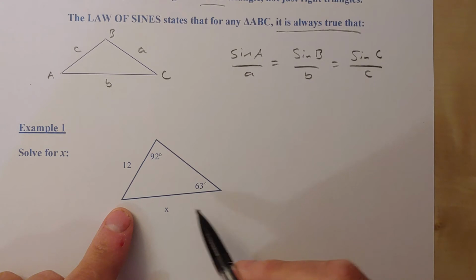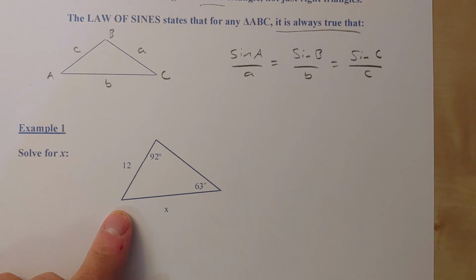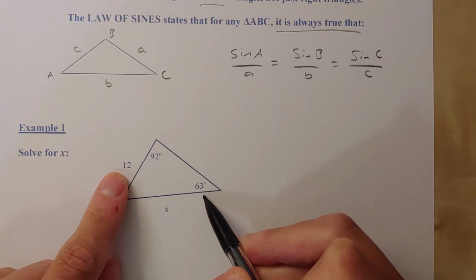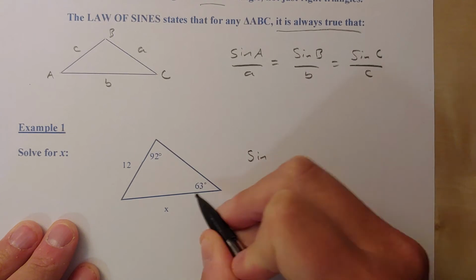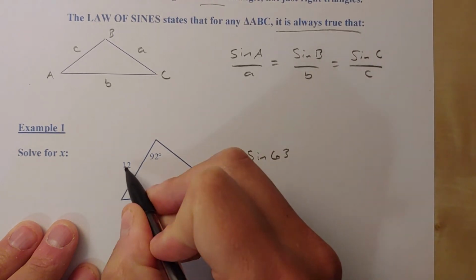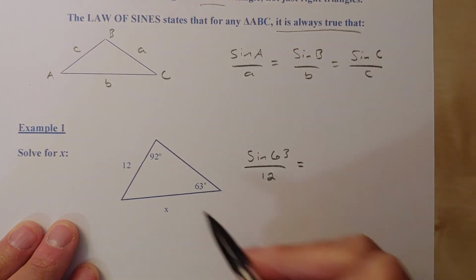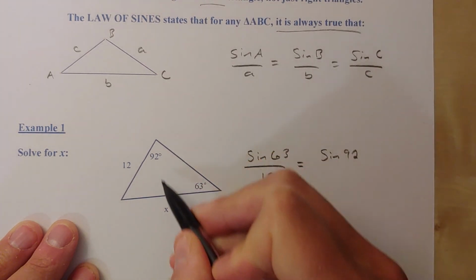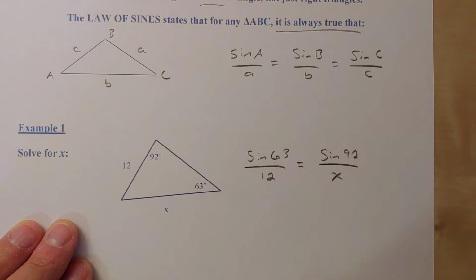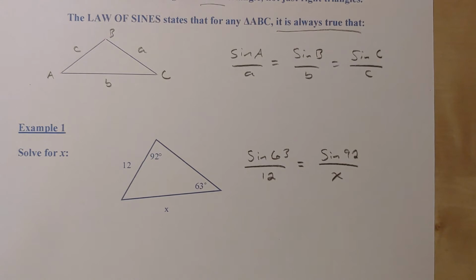What you want to do with the law of sines is look for angles that we know across from sides that we know. In this case, I have this angle and this side across from one another, and we have values for both. So using the law of sines, I could say that the sine of 63 degrees over its opposite side, 12, is equal to the sine of this angle over its opposite side, x. And here is now an equation that we can use to solve for x.